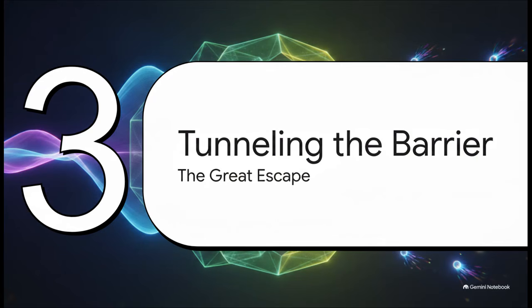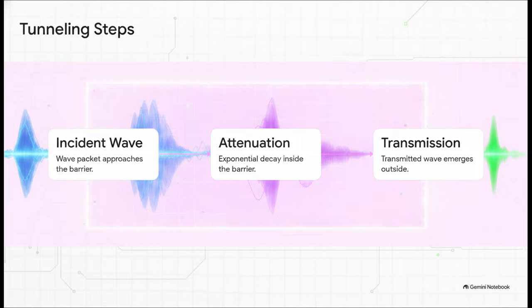Let's move to the main event with part 3, tunneling through the barrier, the great escape. Let's break down the complex math of the Schrödinger equation into 3 clear physical steps, so we can see exactly how a probability wave filters through a solid wall.